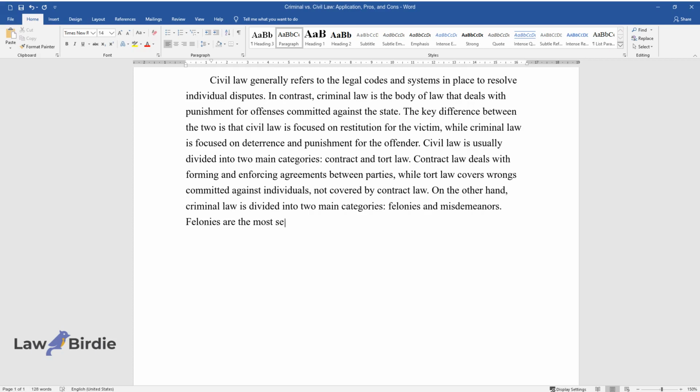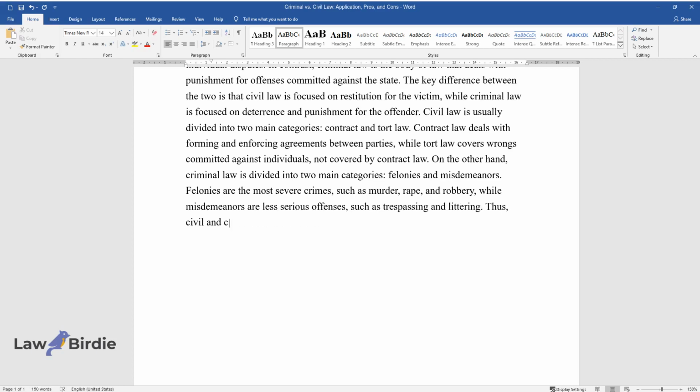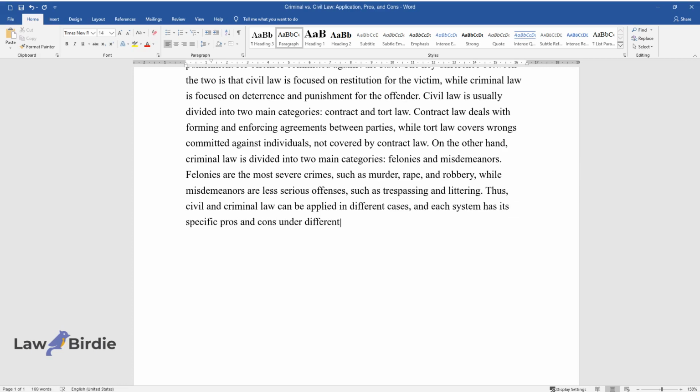Felonies are the most severe crimes, such as murder, rape, and robbery, while misdemeanors are less serious offenses, such as trespassing and littering. Thus, civil and criminal law can be applied in different cases, and each system has its specific pros and cons under different circumstances.